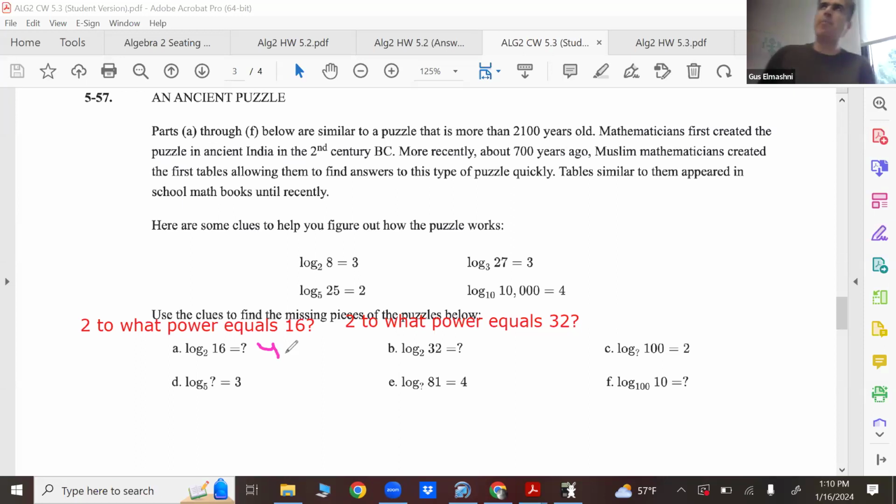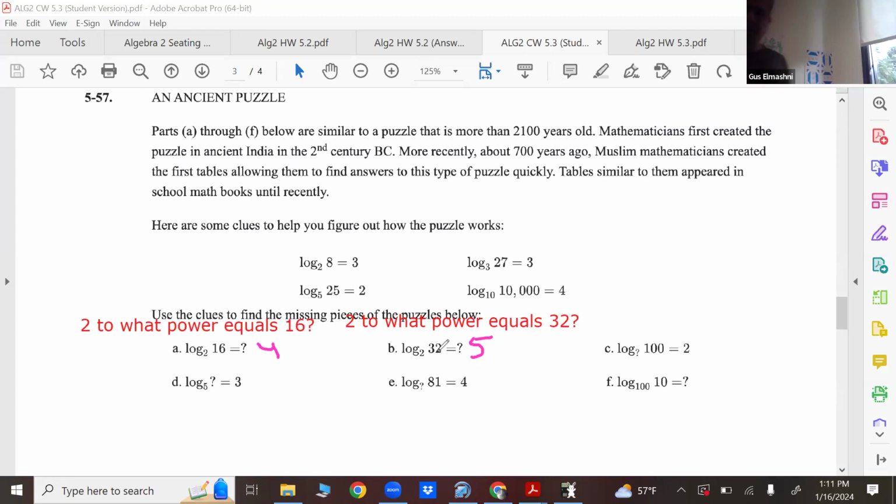Let's look at B. 2 to what power equals 32? How many times do you multiply 2 to get 32? Close, 5. If it was 64, you'd have been correct, if you had 64 in place of 32. So you multiply: 2, 4, 8, 16, 32. Choose the good powers.